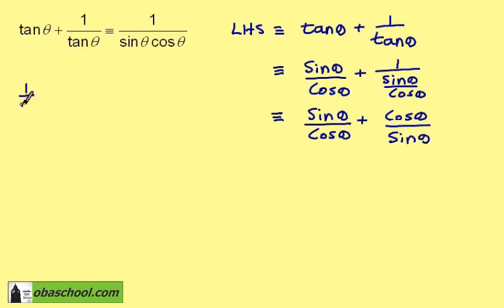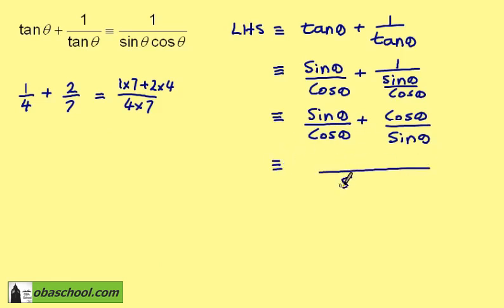Just like adding numerical fractions, we're going to want a common denominator. If we had 4 and 7, our common denominator would be 28, because that's 4 times 7. This 1 would then get multiplied by the 7, and the 2 by the 4. If we adopt the same pattern here, our common denominator would be sine theta times cos theta.